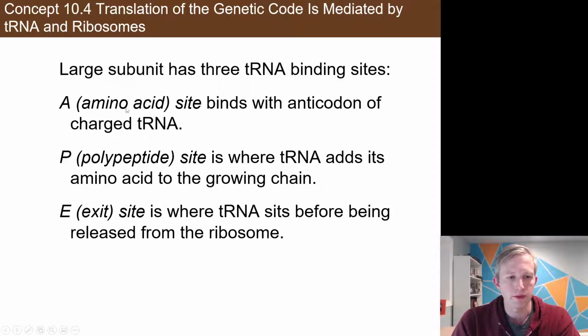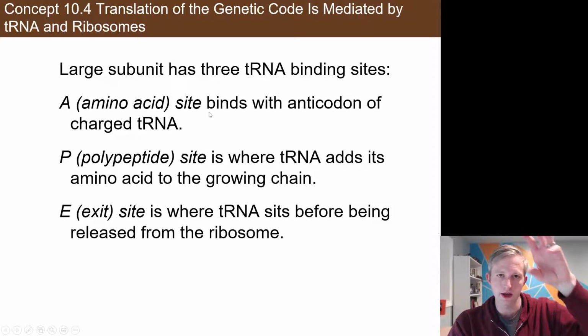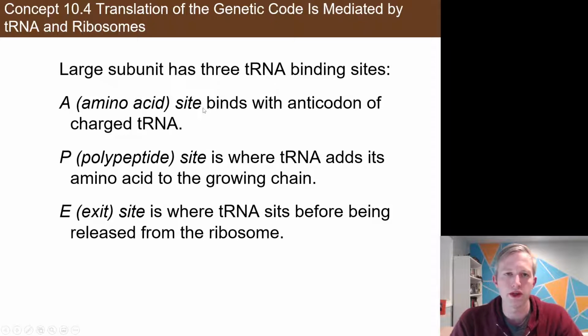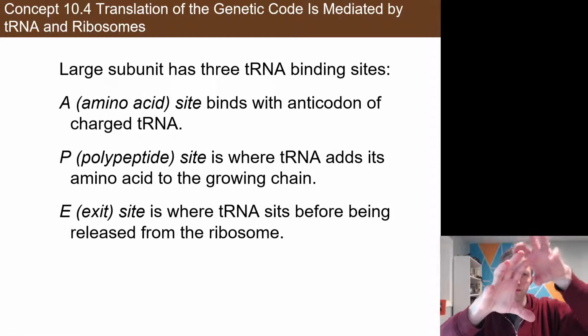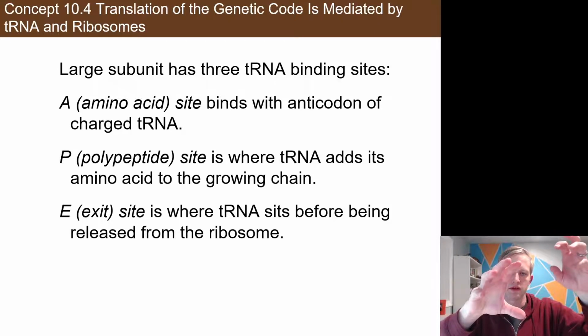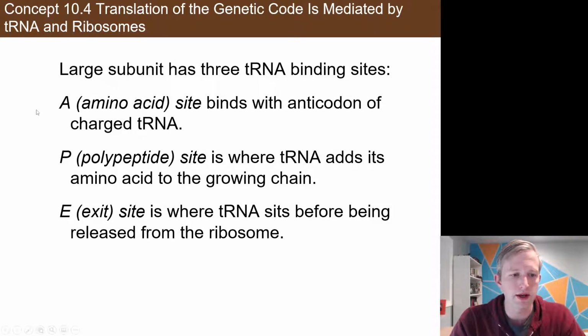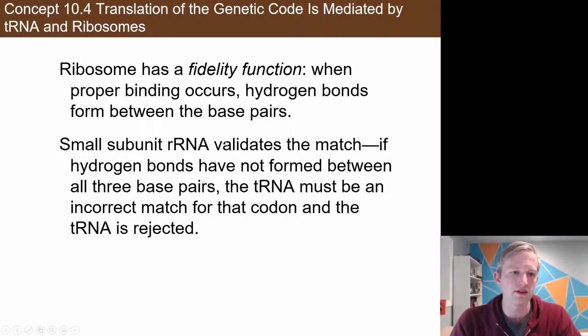So the regions are the amino acid site, which is where the anticodon of a charged-up tRNA with an amino acid lands and matches up to the codon it is complementary to. And then the polypeptide site is where the next one is coming in, and we're starting to build the amino acids together into the polypeptide. And then the exit site is where the now used-up tRNA is going to exit without its amino acid. So it has dropped it off here at the polypeptide site, and now it's leaving at the exit site.